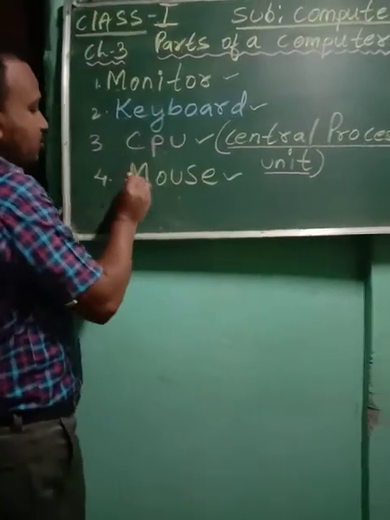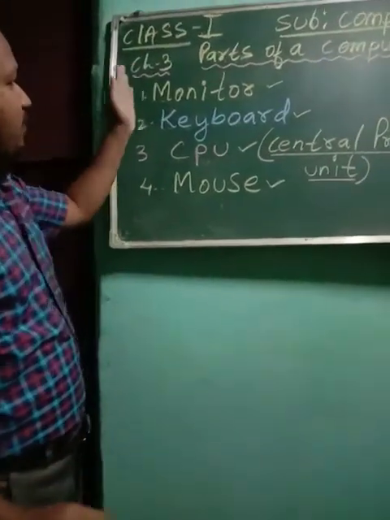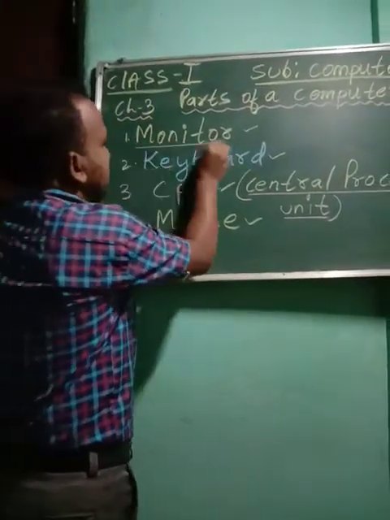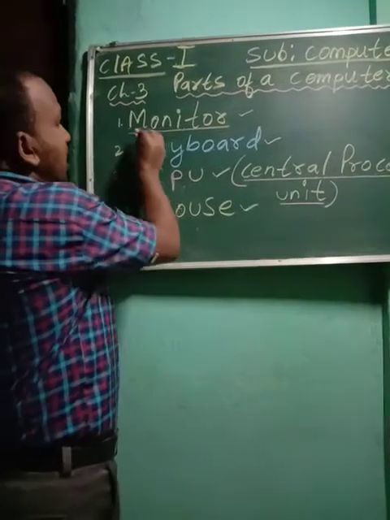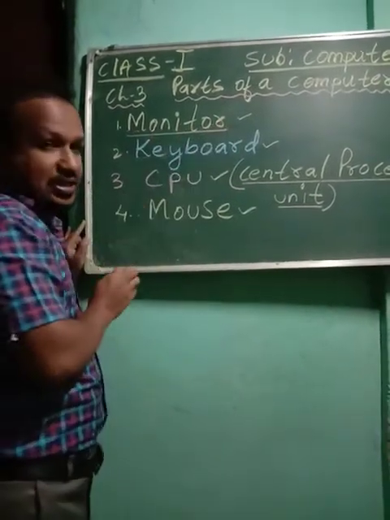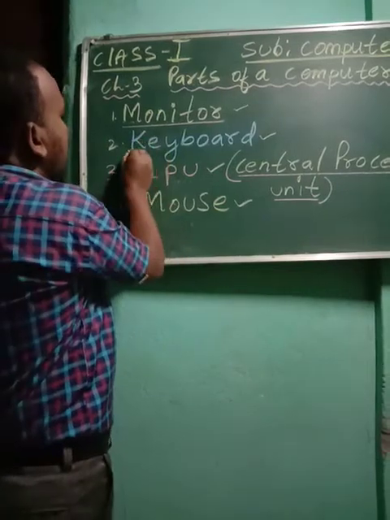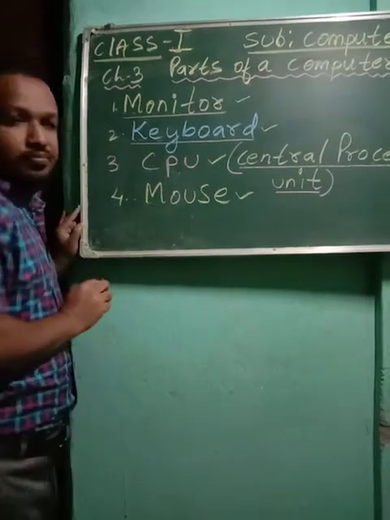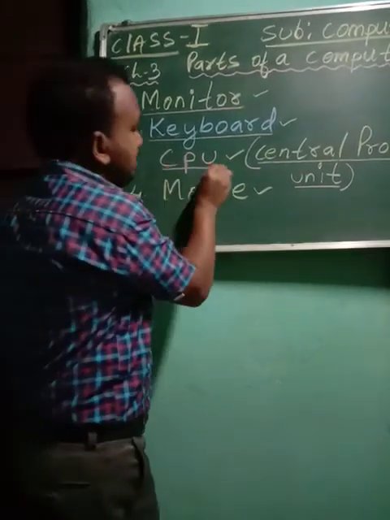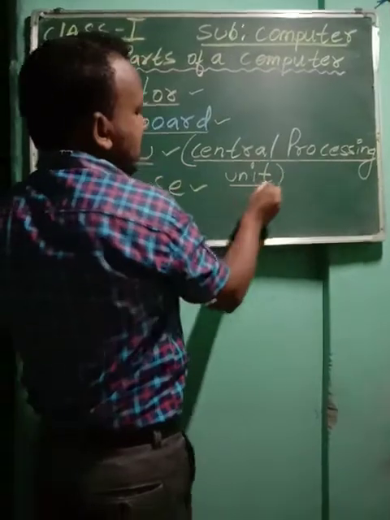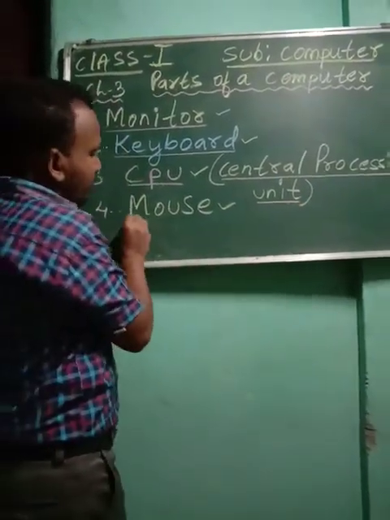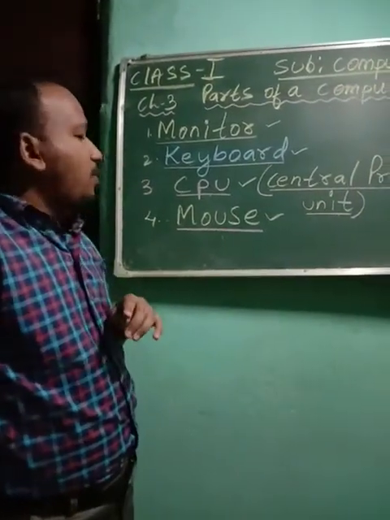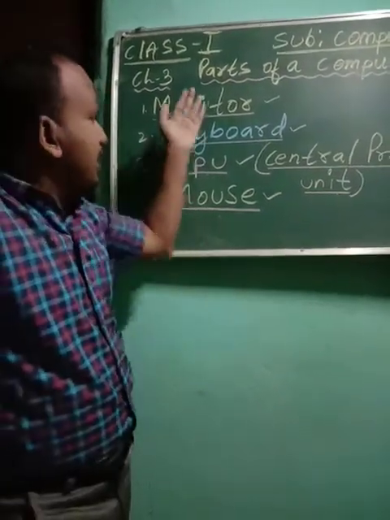Okay children, next, what is this? Mouse. So today we have learned what? 4 parts of a computer. That is, you have learned about monitor, spelling, again I am repeating, MONITOR. What is this? Monitor. Next is what? Keyboard, KEYBOARD, keyboard. Next is CPU, that is your central processing unit. And the last one you have learned about is mouse, MOUSE, mouse. Okay children, so you see these all are what?